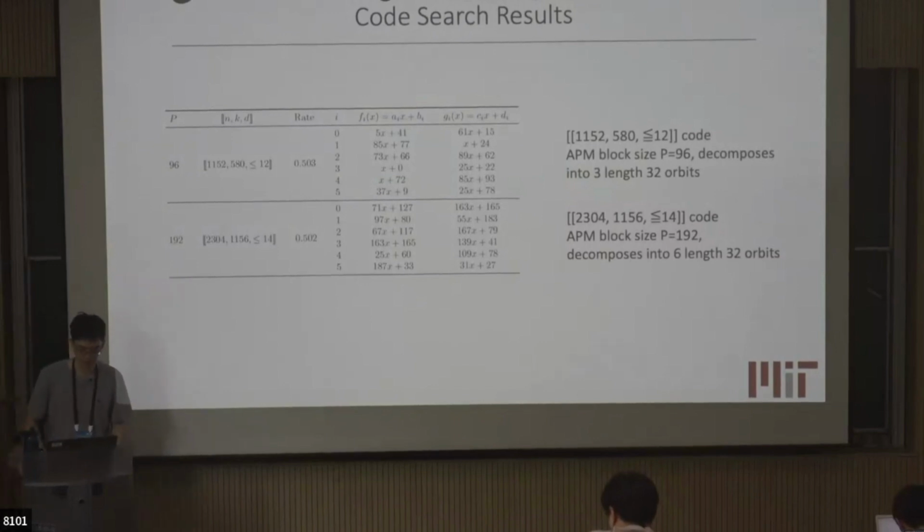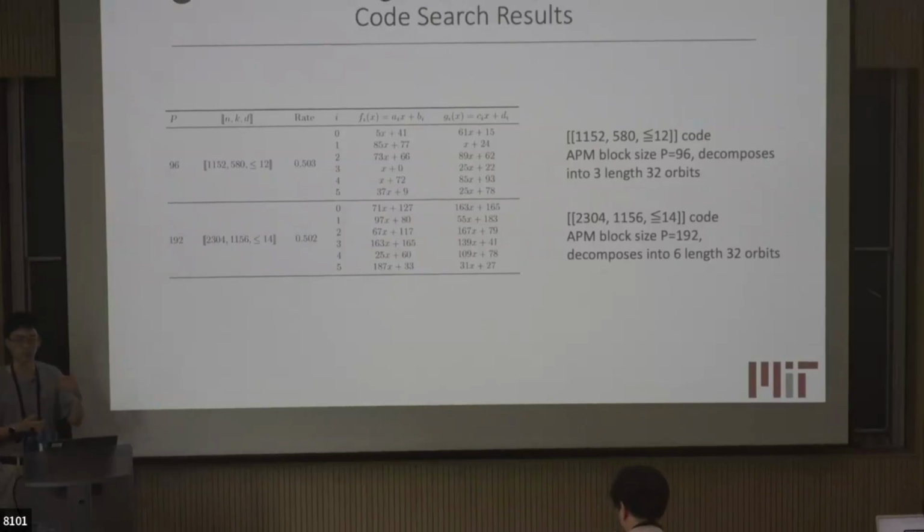We actually also found some with a little bit better parameters later on, but overall the performance is roughly in this regime. So with 1,000 physical qubits, again, all of these are rate 1/2. We can have distance 12, and it decomposes into 3 length 32 orbits. So it's a very nice layout with 3 by 32 in each block, and then you have 12 blocks. So the dimension is actually 36 by 32 in total.